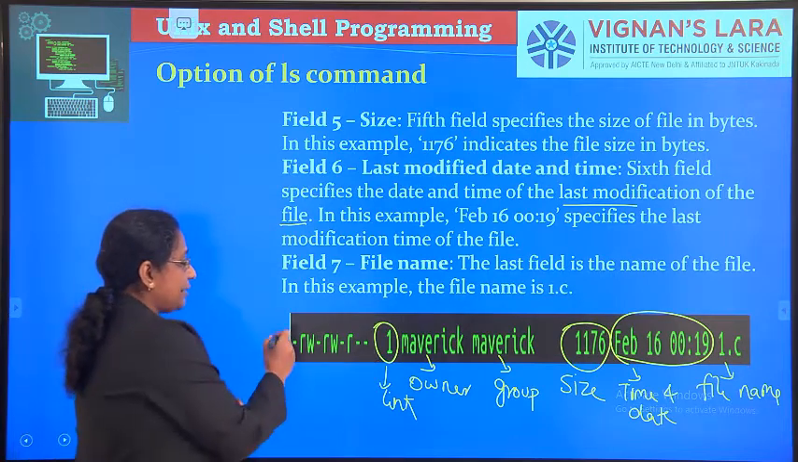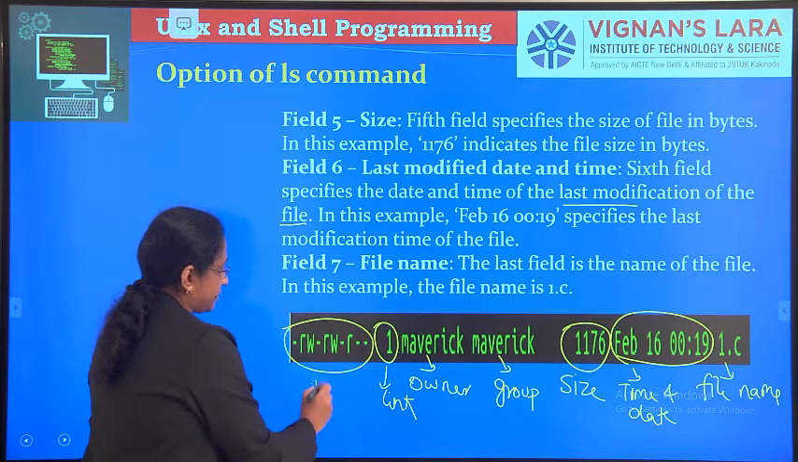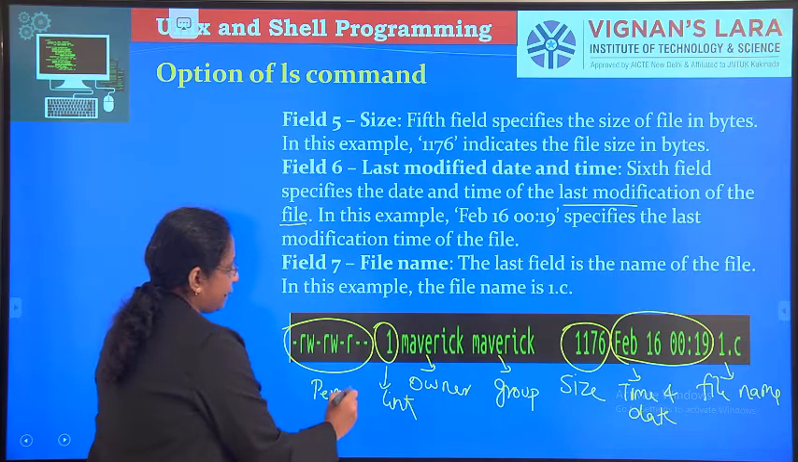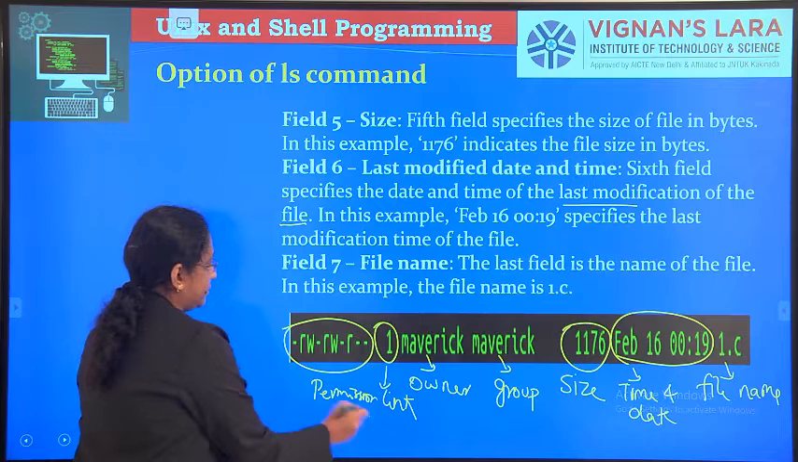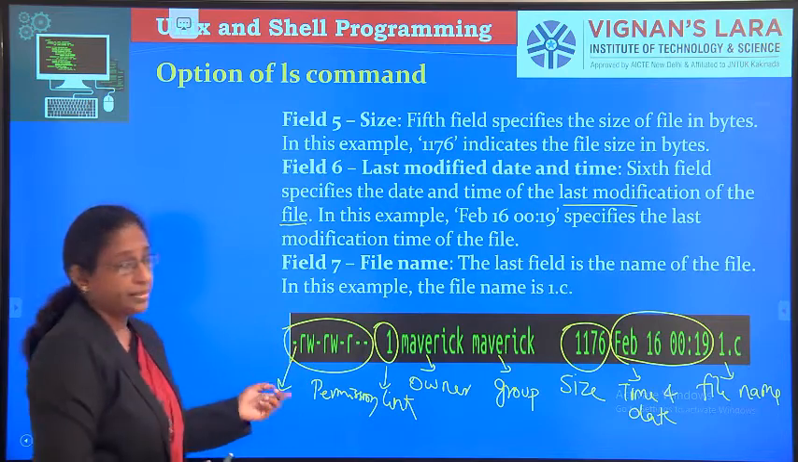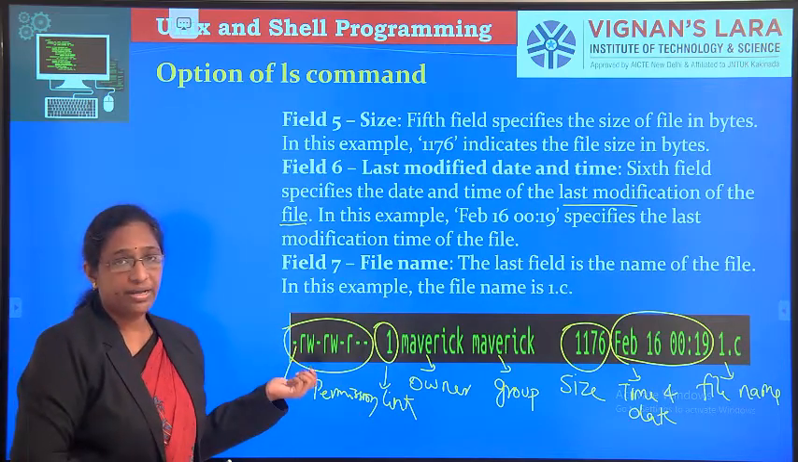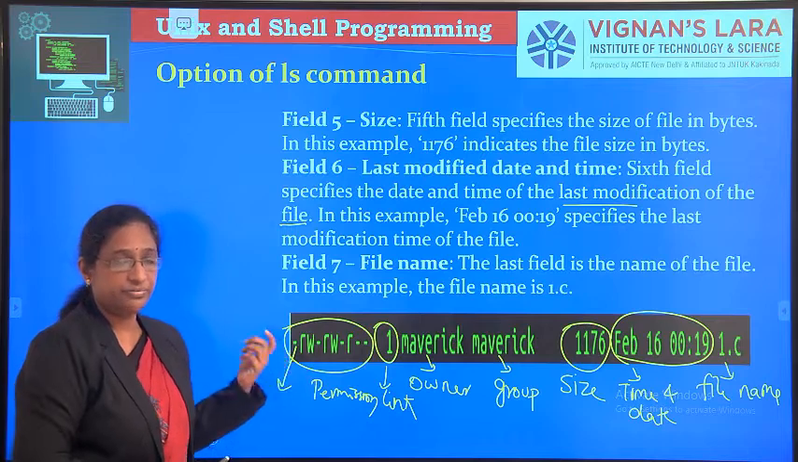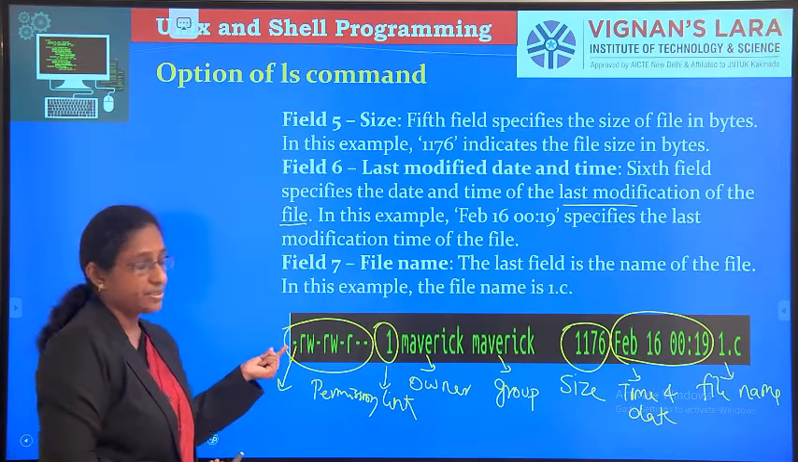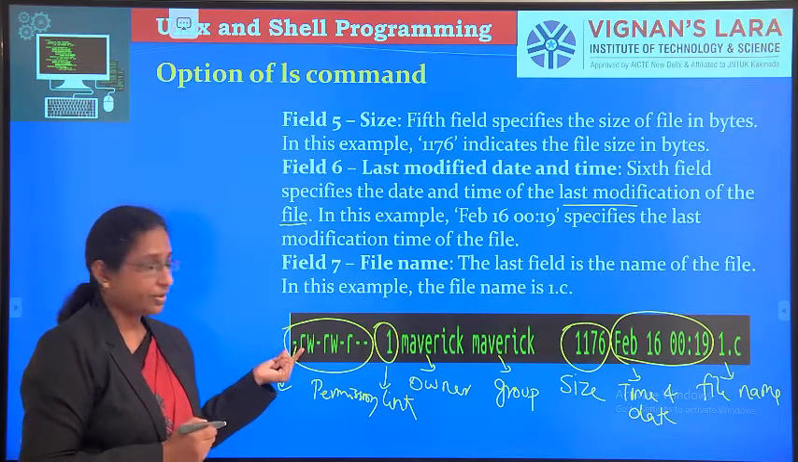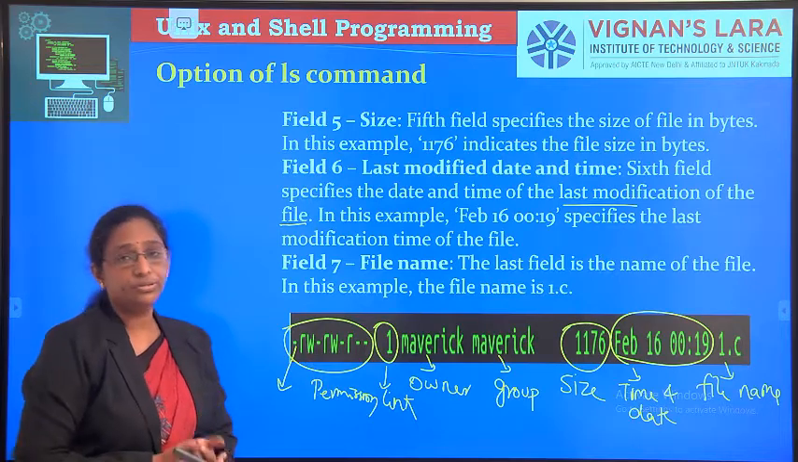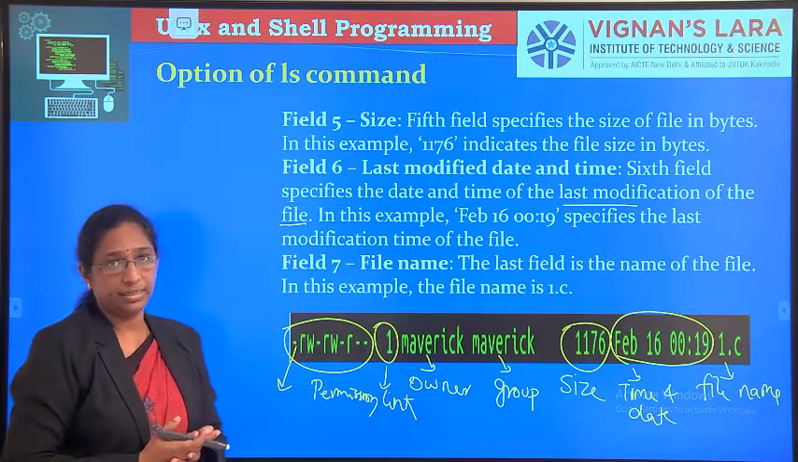And these are the permissions to the file. The first character represents whether it is a normal file or a directory. If it is a normal file, it is represented by a simple hyphen. And all these are the permissions to the owner, group, and others.